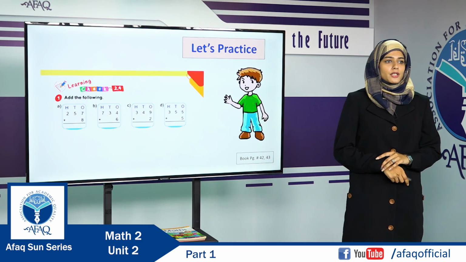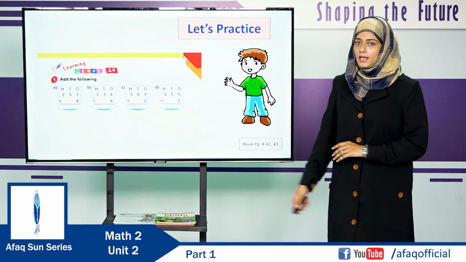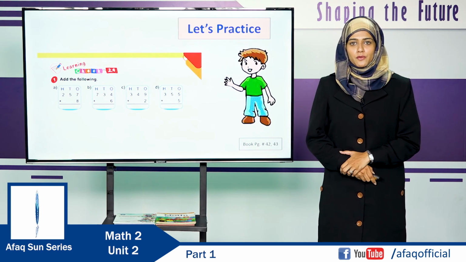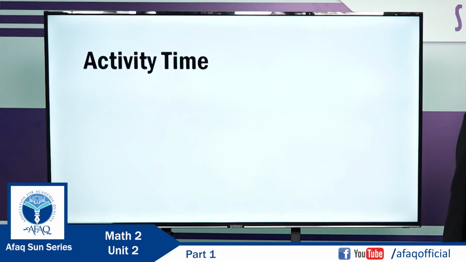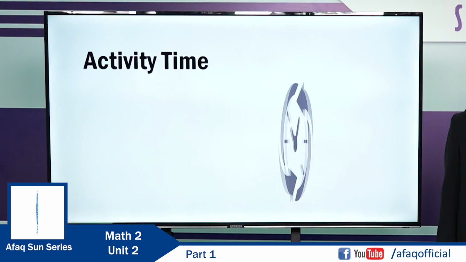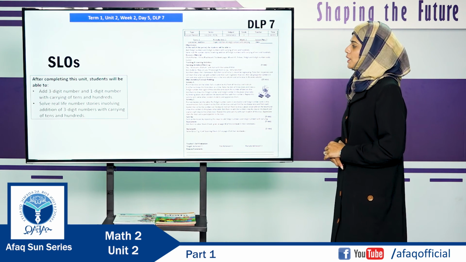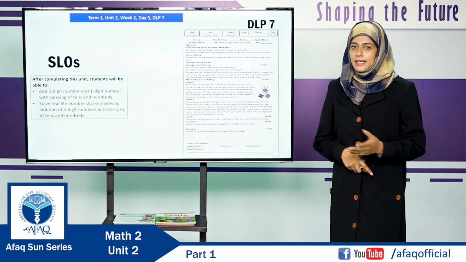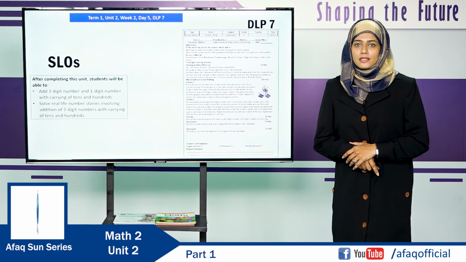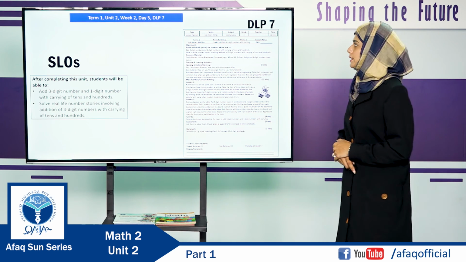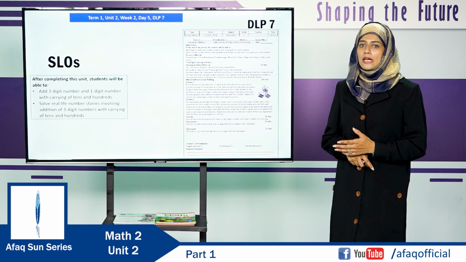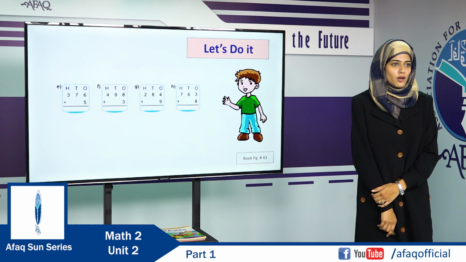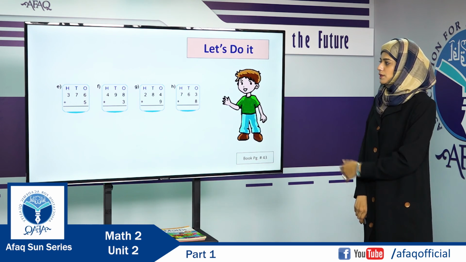On page number 42 and 43, some questions are given. You have to solve these questions on your own under the presence of your parents or teacher. This is an activity time. Let's see the other concept. In this SLO, we are going to add 3-digit number and 1-digit number with carrying of tens and 100. To cover this, the methodology has been provided in DLP 7, which falls in Term 1, Unit 2, Week 2 and Day 5. On page number 43, here are some questions given.